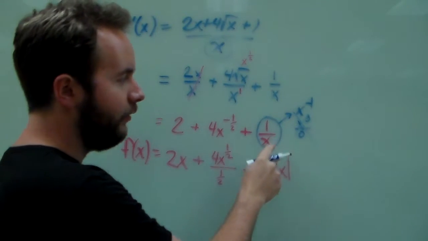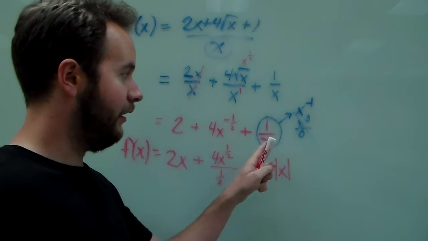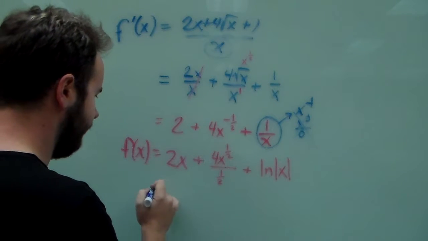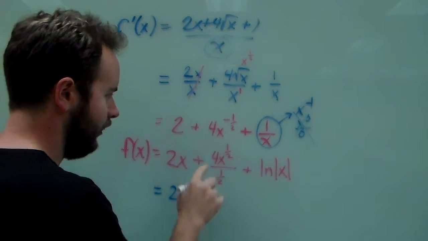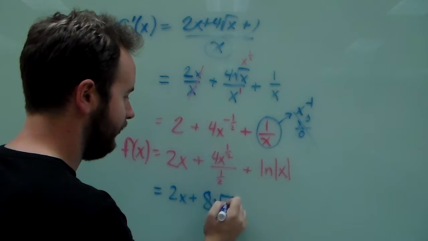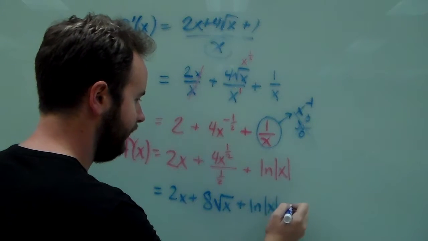So this is the only one. This is the only x to some power that doesn't abide by that reverse power rule. And so the antiderivative of 1 over x is ln of x. I'm going to clean this up just a little bit. 2x plus 4x to the 1/2 divided by 1/2 is really 8x to the 1/2, or you can say 8 square roots of x, plus ln of x plus c.